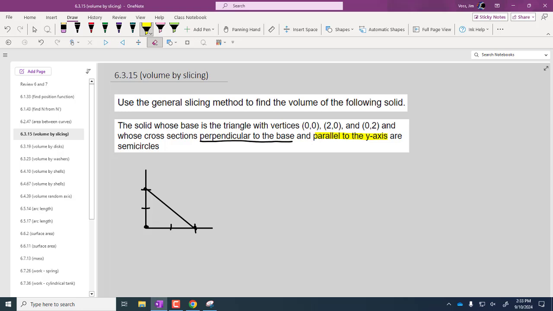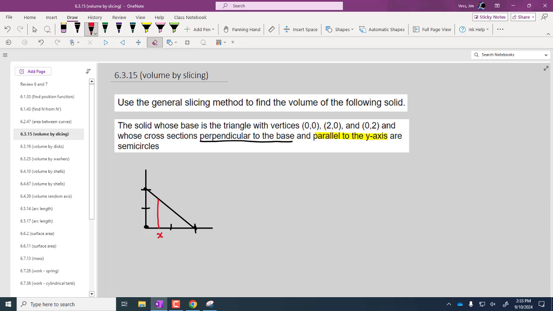So when we think about our perpendicular shapes, they're perpendicular to the base, but we need to know how they are oriented. Are they parallel to y and perpendicular to x, or perpendicular to y and parallel to x? Here they say they're parallel to the y-axis. So if we draw a random element at an x that satisfies that condition, that is our element. Now we know we're integrating with respect to x. As soon as we draw that element, we know dx is where we're going.